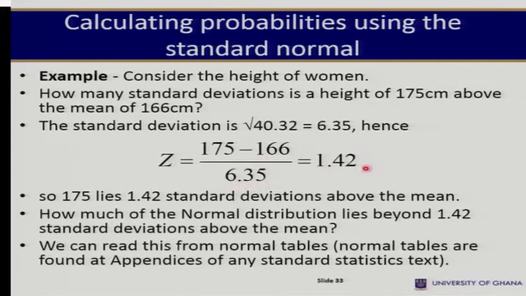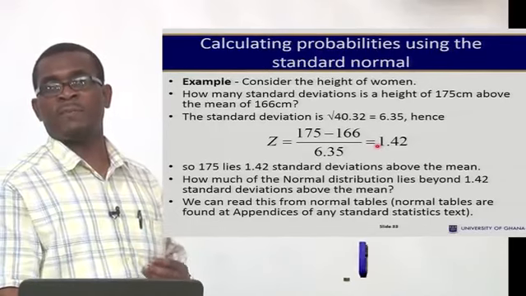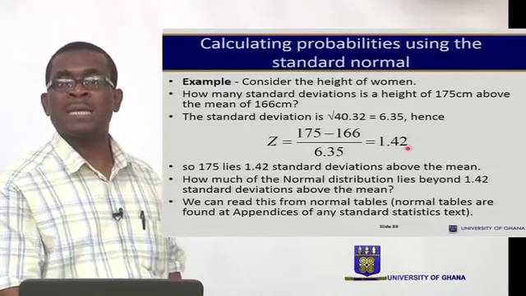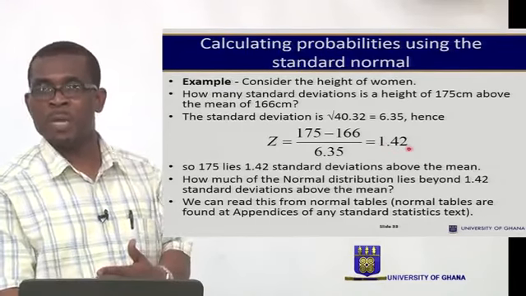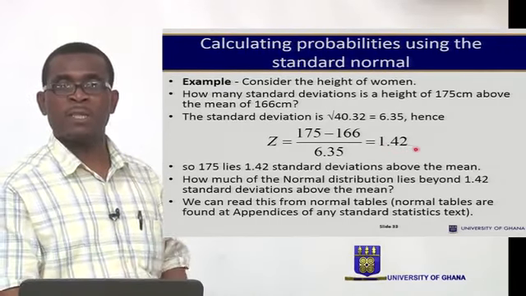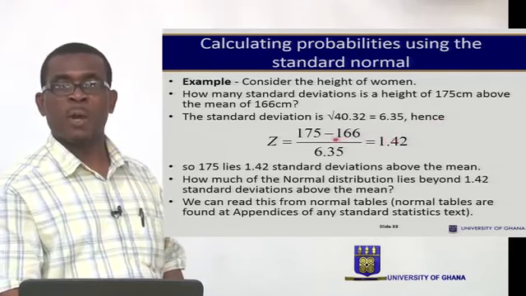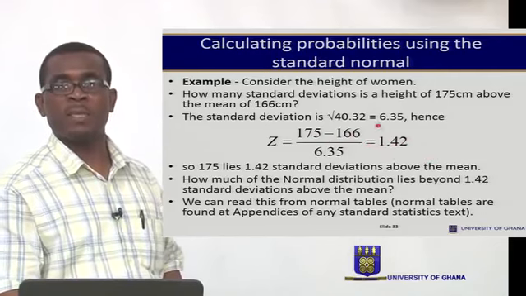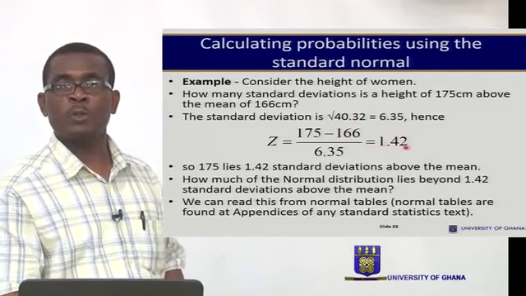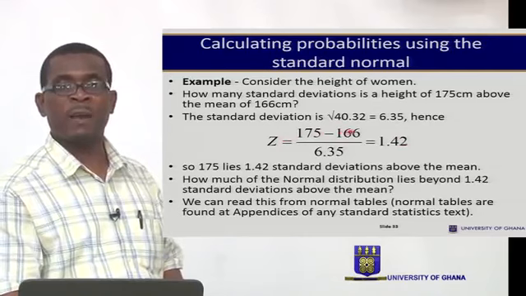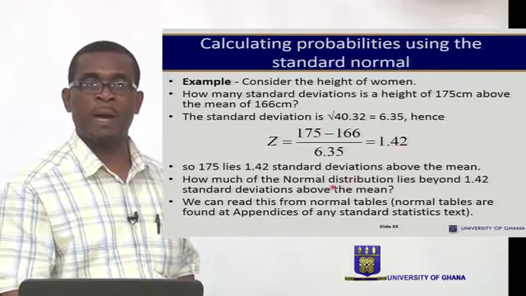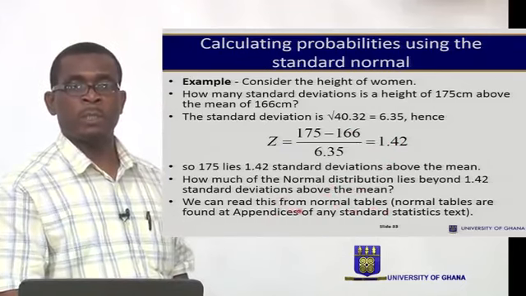It gives us 1.42. What this tells us is that the height of 175 centimeters is 1.42 standard deviations above the mean. In other words, to get from the mean of 166 to 175, you add 1.42 standard deviations. So it is 1.42 standard deviations above the mean. Okay?